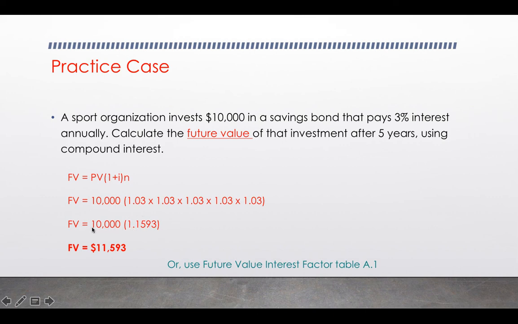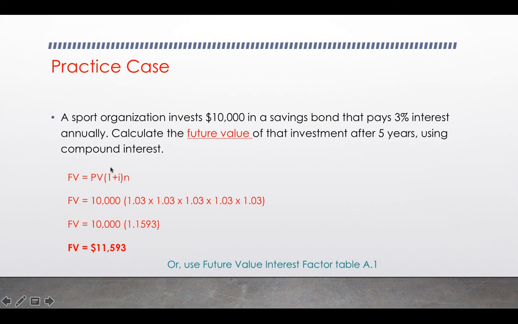We multiply that times our present value of 10,000, which is the initial investment. That gives us a future value of 11,593. So that tells us that this $10,000 investment that the sport organization is making is going to be worth $11,593 in 5 years if we account for this interest rate.